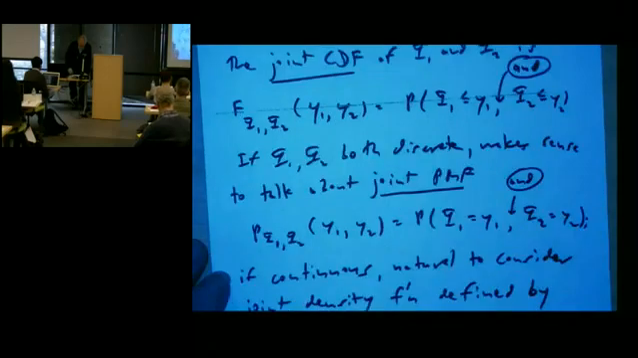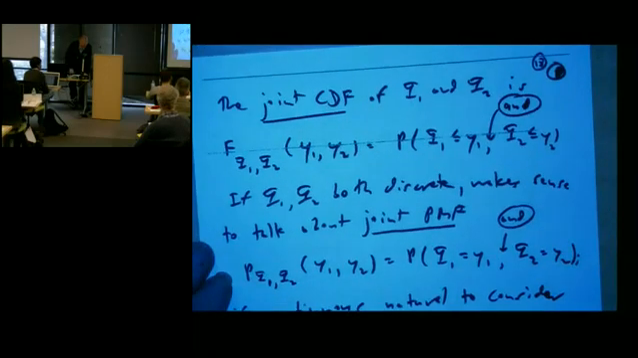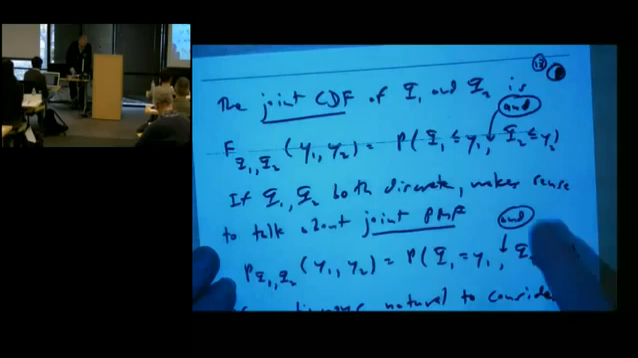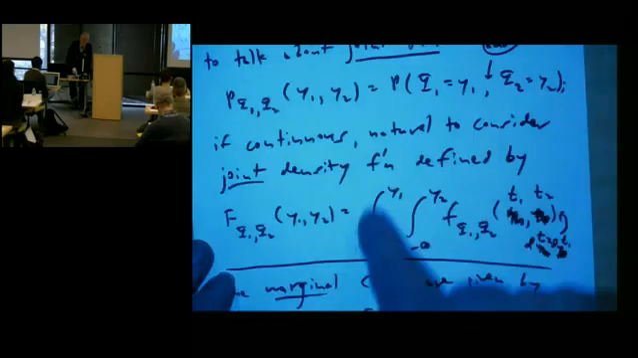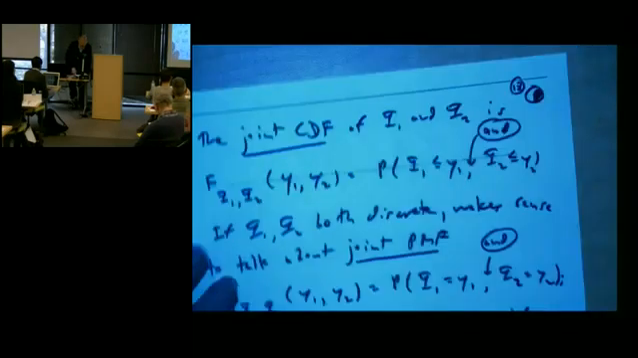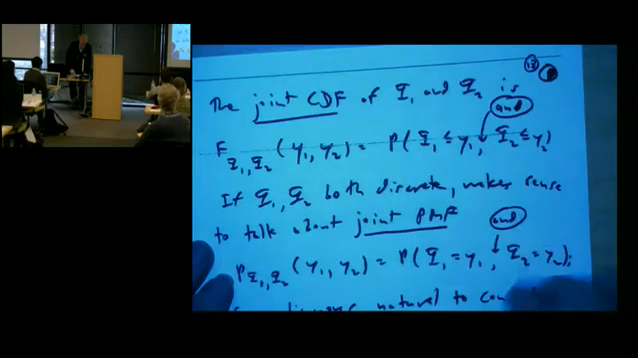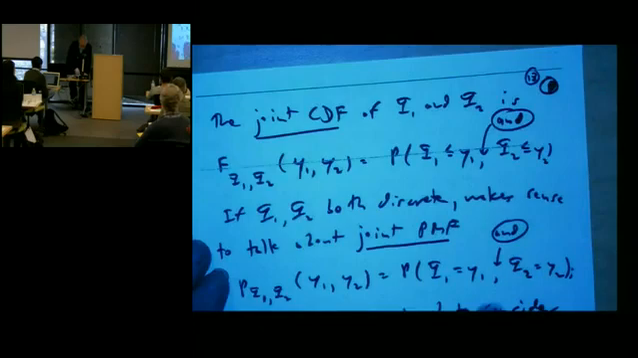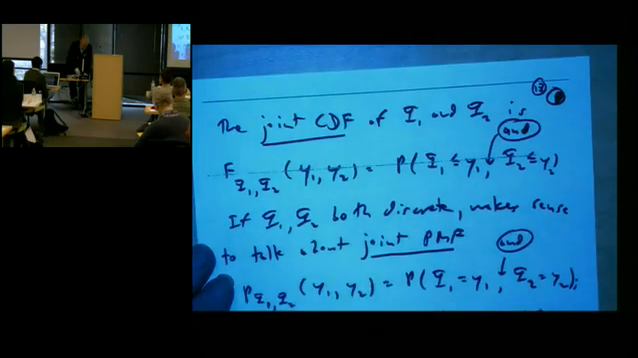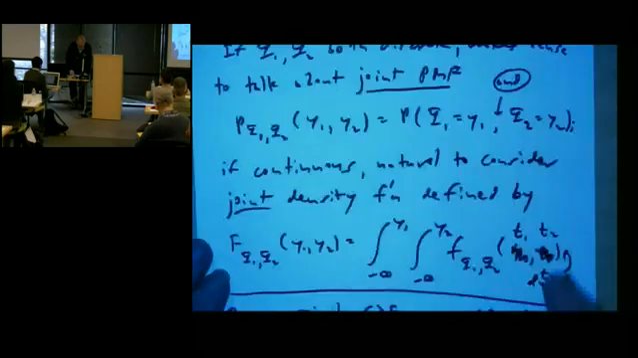You could, of course, have a joint situation where one is discrete and one is continuous, and then one of these integrals becomes a sum. And you can talk about a probability mass function on one part of it, and you have to talk about a density on the other part. But usually, if one of them is discrete, the other one is too, or if one of them is continuous, the other one is too.